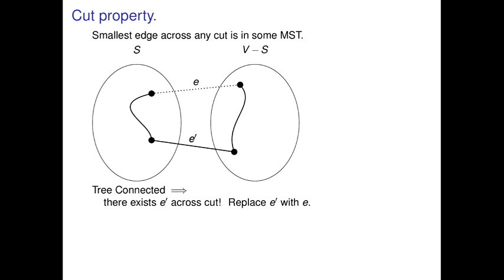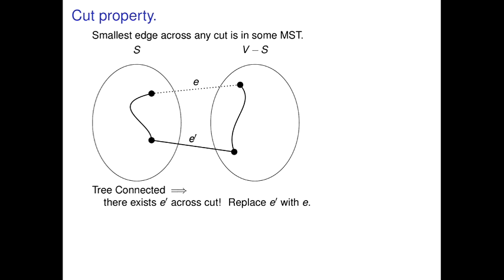Right? That's what a spanning tree is. So since it's connected, we know the endpoints of E are connected. So it means there's a path from the endpoint in S over to the endpoint in V minus S. Right? So that's what I'm drawing here. And at some point, that path crosses between this partition. Okay? Crosses from S to V minus S. Let's call that edge E prime.